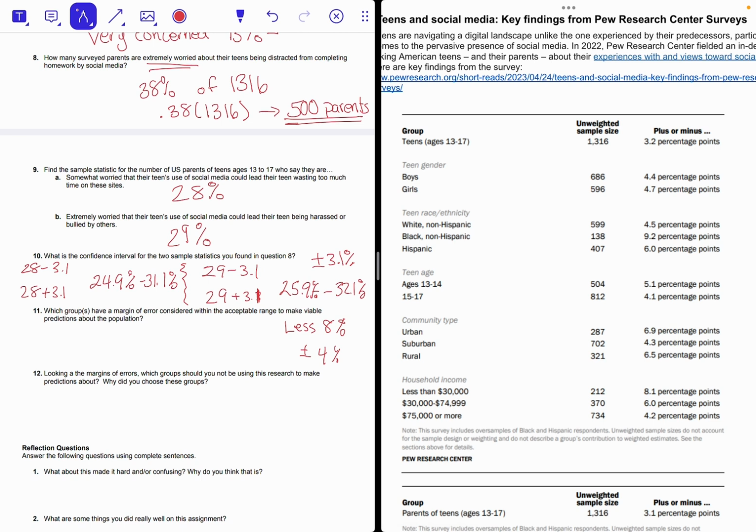So hopefully this gives you a sense of how we can read some data displays, apply our margins of error, think about conclusions, and think about what are good topics to make conclusions about. And we will keep looking at some more statistical studies in class.